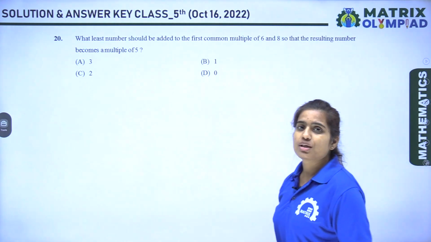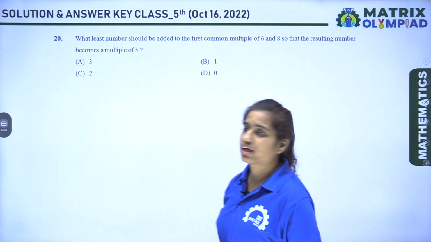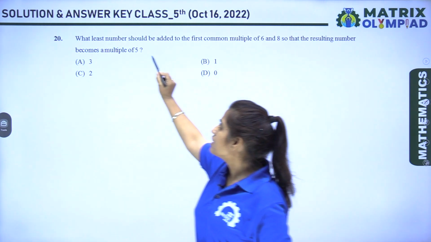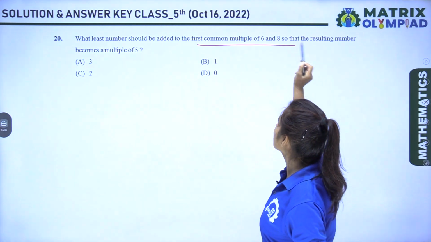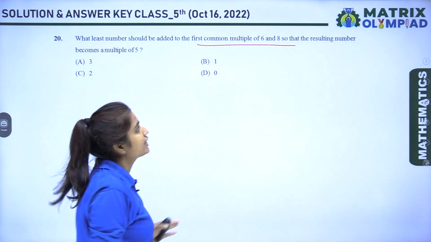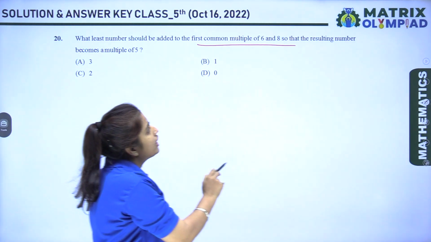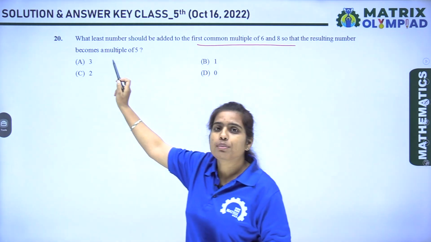Now question number 20. In this question we are given, what least number should be added to the first common multiple of 6 and 8? First of all, we have to find out the common multiple of 6 and 8 so that the resulting number becomes a multiple of 5.